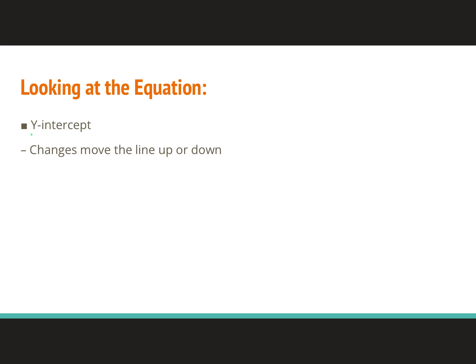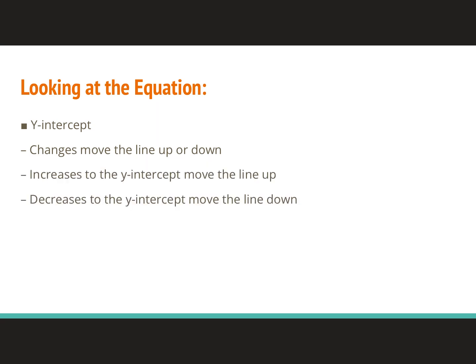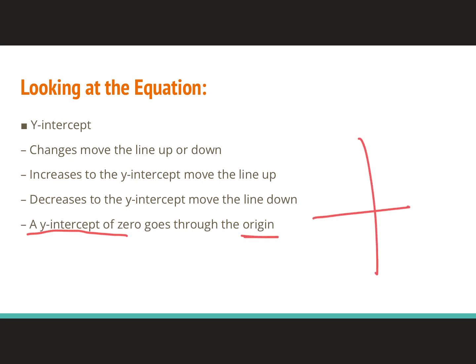Then we can also talk about the y-intercept. It can also be changed. It can move the line up or down. Increases to the y-intercept move the line up, and decreases to the y-intercept move the line down. A y-intercept of 0 goes through the origin. Remember, the origin is just the point where your two axes meet. That means that my line goes through that origin. It also means that if it's linear, it is proportional.